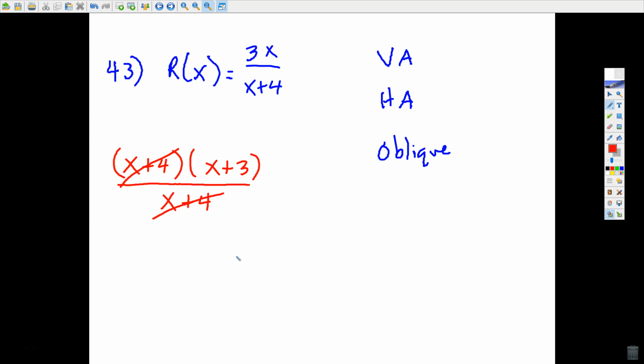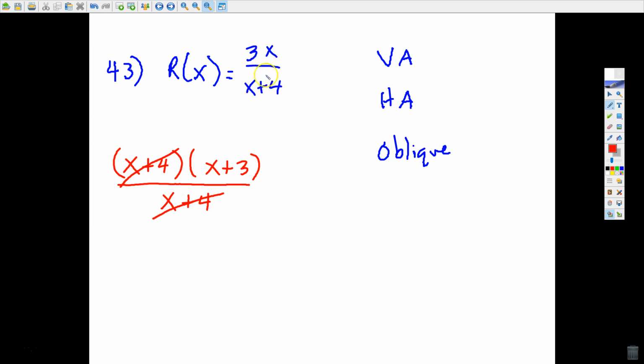Now I do have something else that's not covered in this lesson. I have what's known as a hole in the graph. But just be careful. If you can cancel, you need to make sure you do all of that first, because what looked like a vertical asymptote actually isn't, because that denominator has been removed by canceling.